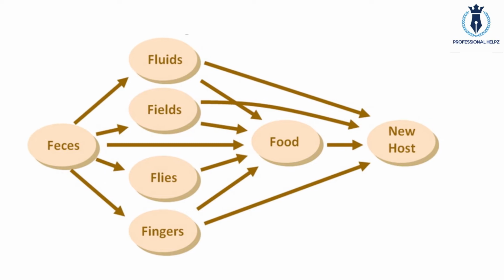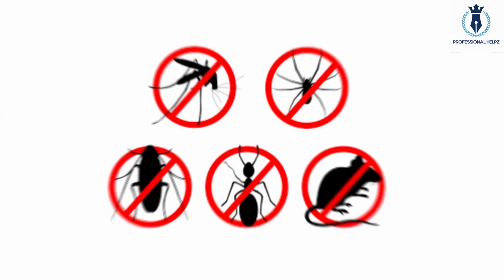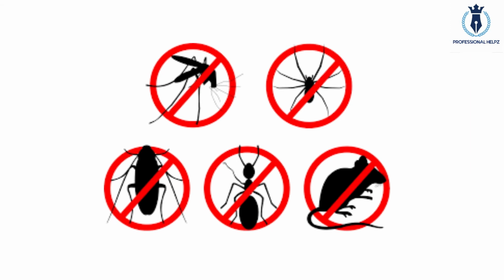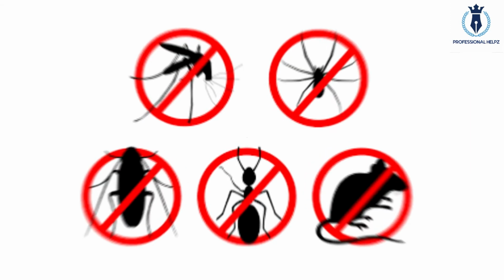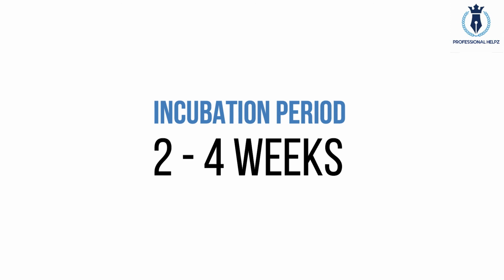Looking into how the disease is transmitted, transmission occurs via the fecal-oral route, either directly by person-to-person contact or indirectly by eating or drinking fecally contaminated water or food. Vectors such as flies, cockroaches and rodents can also transmit the infection. The incubation period for infection is commonly 2 to 4 weeks but may range from a few days to years.